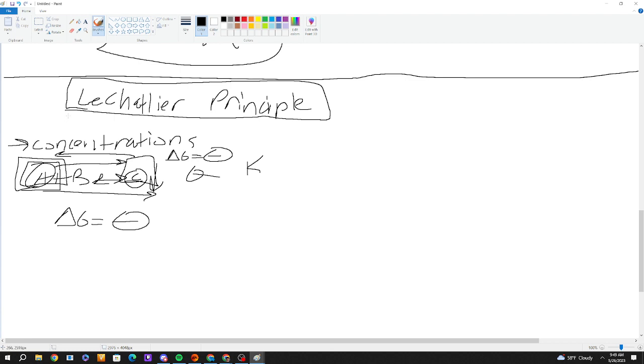This can also be so with A plus B. If I reduce the concentrations of A plus B, that inherently means that I have higher C concentrations than I originally did. That means I'm going to have to push towards A and B if that's the case. This is all delta G related, okay?